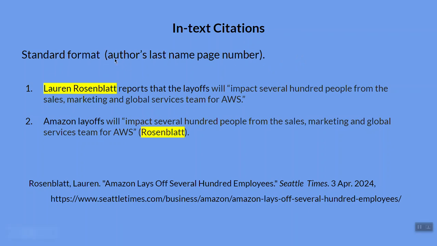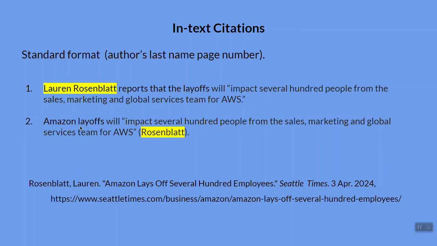Again, there are two ways to set up your in-text citation, and this is the same Seattle Times article as I showed you above. So one is if, in your sentence, you name the author. Here's an example: the author reports, and then the quote. You do not need to have the parentheses at the end because there's no page number and you've already named the author. And that's really what your reader needs to know, is who is the author.